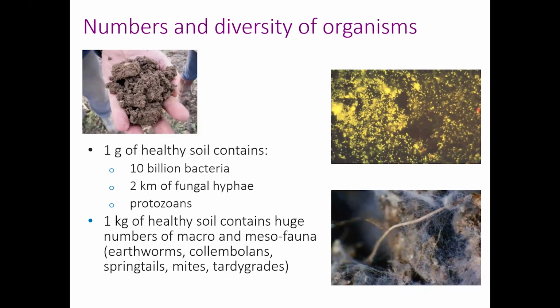So 1 gram of healthy soil might contain about 10 billion bacteria, with hundreds, if not thousands, of different species. And maybe a couple of kilometers of fungal hyphae, and then some of the single-celled mobile organisms like amoebae and protozoans, things like paramecium. And then a kilogram of healthy soil would contain huge numbers of macro and mesofauna as well, things like springtails, mites, collembolans, tardigrades, and of course, earthworms.